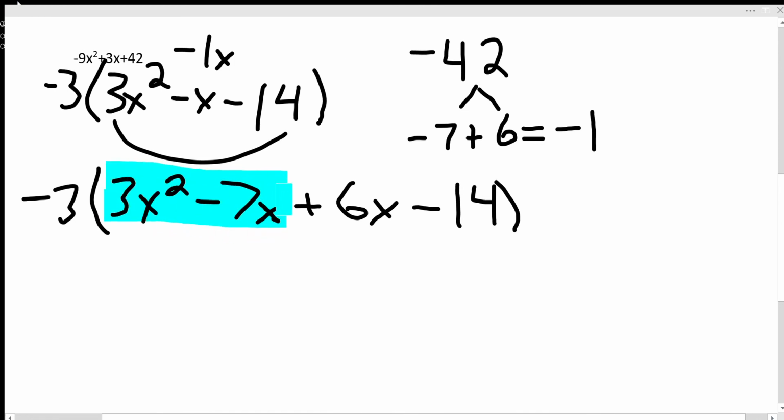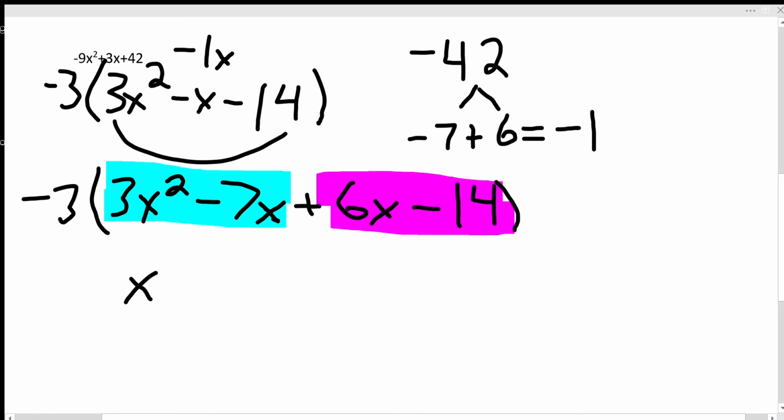3x squared minus 7x. What is going to be the greatest common factor of 3x squared minus 7x? You can see that the only thing these terms are both divisible by is an x. So we'll factor that out. And now, let's focus on our second set. 6x minus 14. What can we divide 6x and 14 by? We know that both of those are divisible by 2. So let's put a plus 2 here.